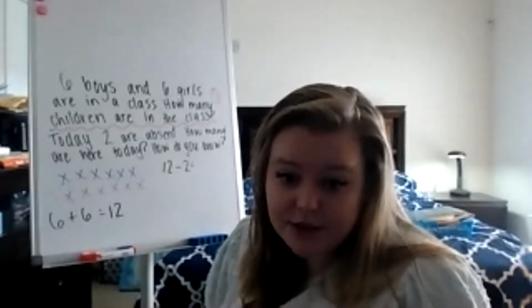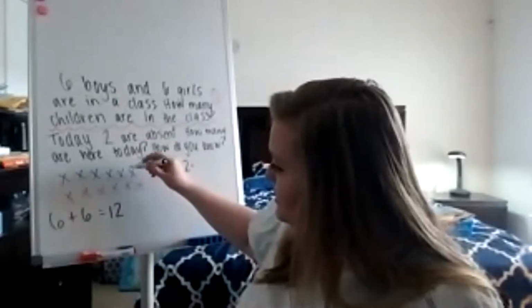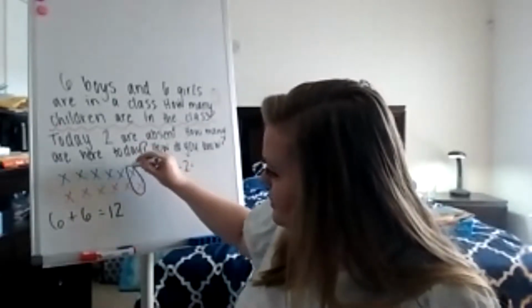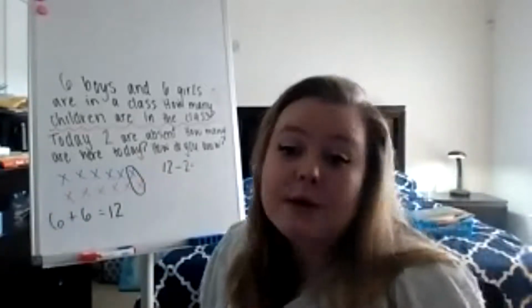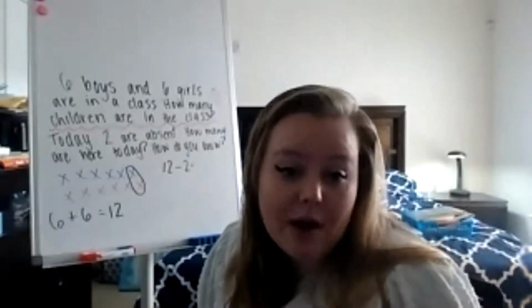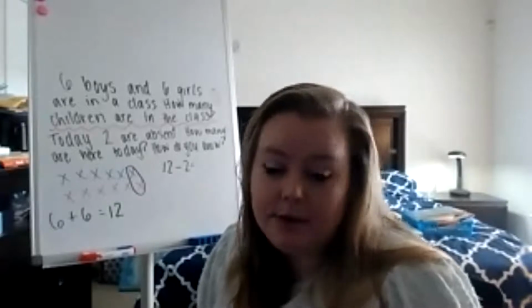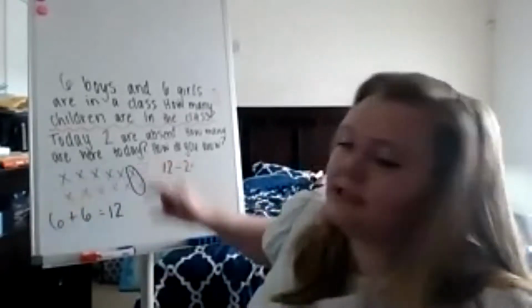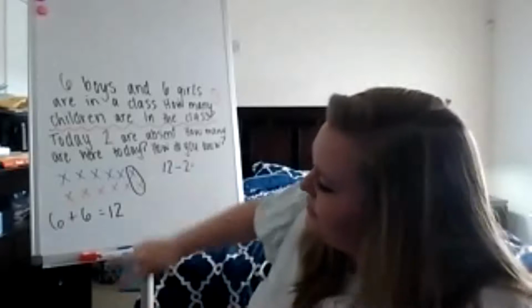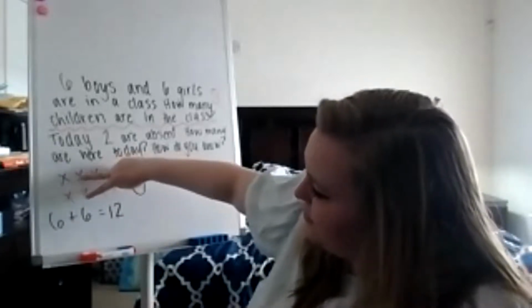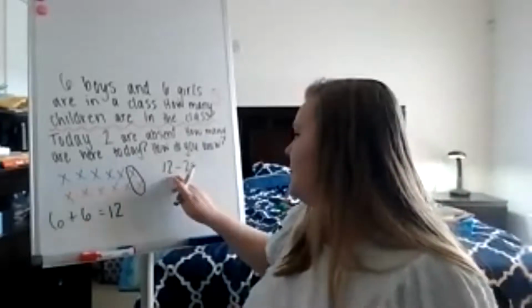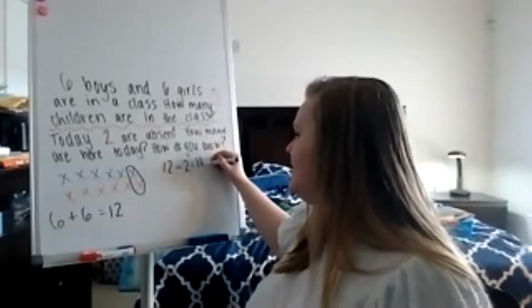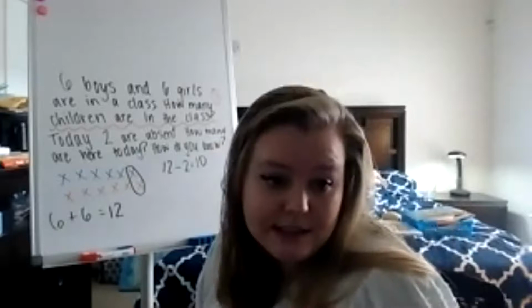So what I'm going to do is I'm going to just circle 2 of the students, and we'll pretend that those 2 students were the ones that were absent. So now I'm going to recount, but I'm going to leave these 2 out because they're not here today. So let's do this again. 2, 4, 6, 8, 10. That tells me that when I have 2 kids absent, today there are 10 students here.